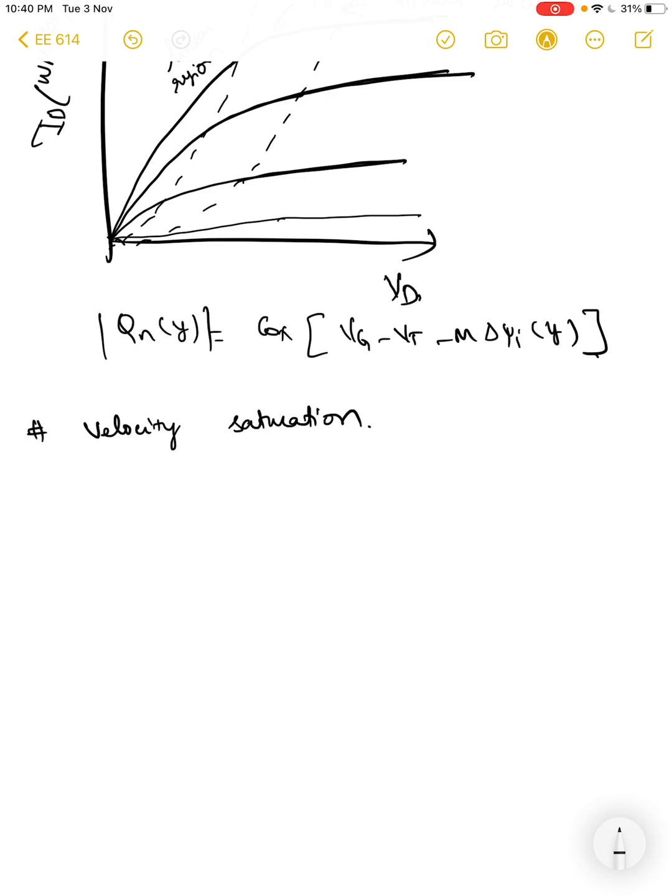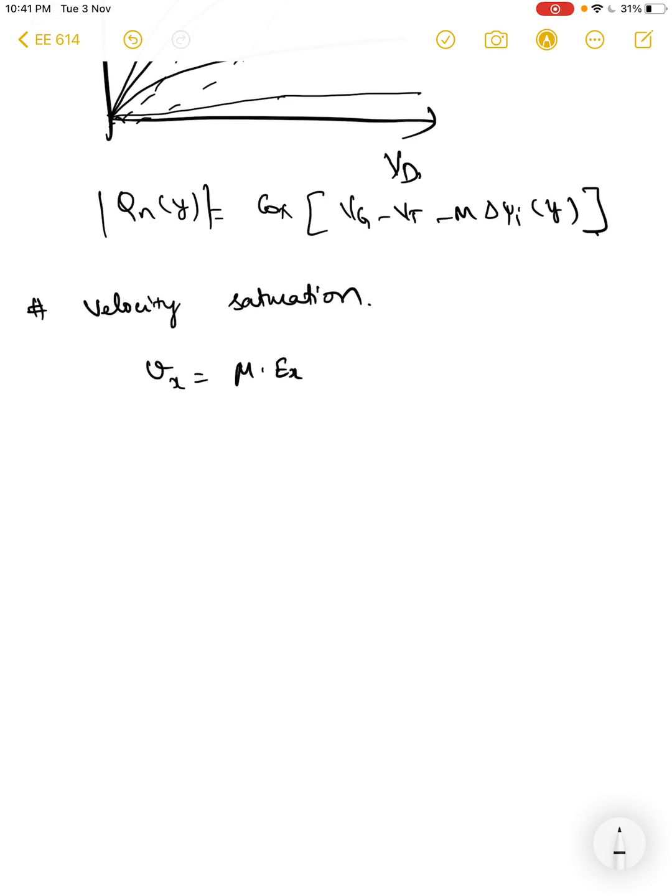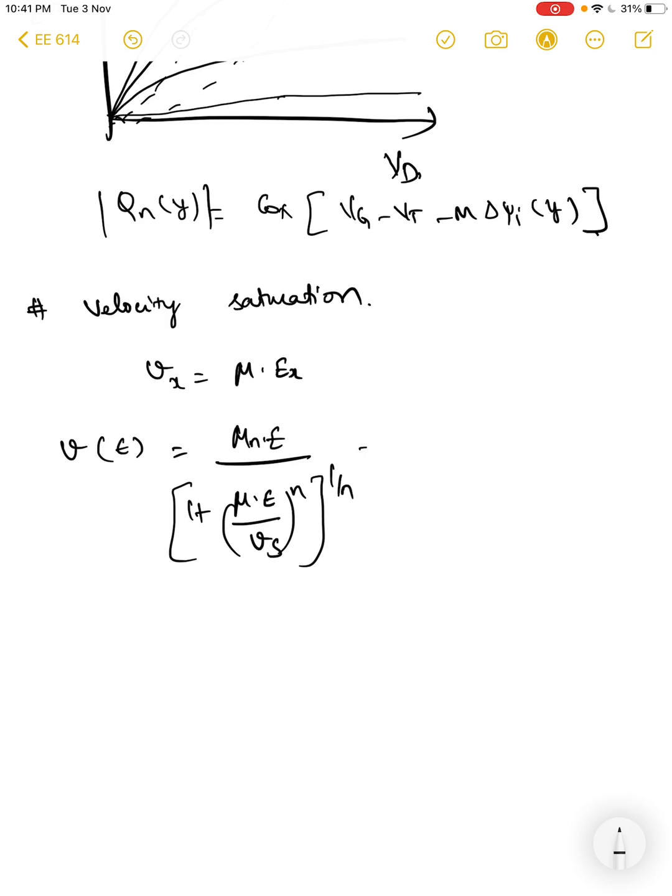Now the velocity saturation came when we assumed that the electron velocity in the x direction is constant with respect to the applied electric field, right? But then we know that this is not true for all conditions, and the velocity becomes field dependent, which is given by this expression, where Vs is called the saturation voltage, or it can also be approximated to be a saturation electric field.